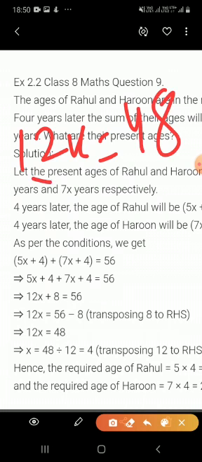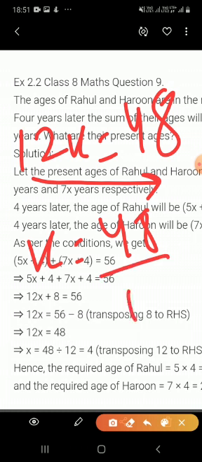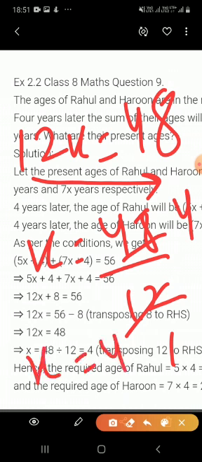In order to solve for x, 12 will come down. So x equals 48 upon 12. We can solve it: 12 ones are 12, 12 fours are 48. So the x value is coming out as 4.